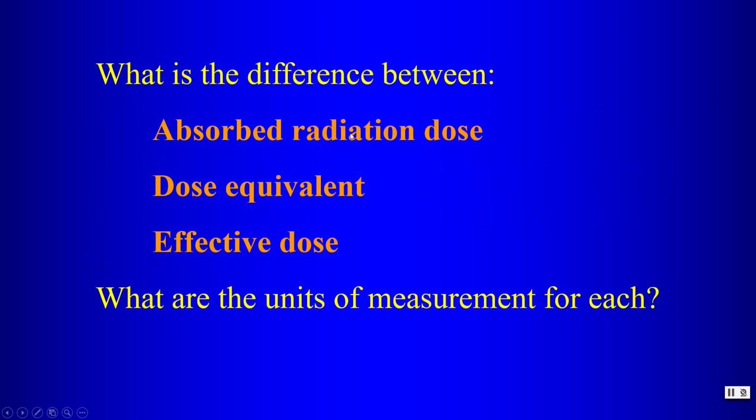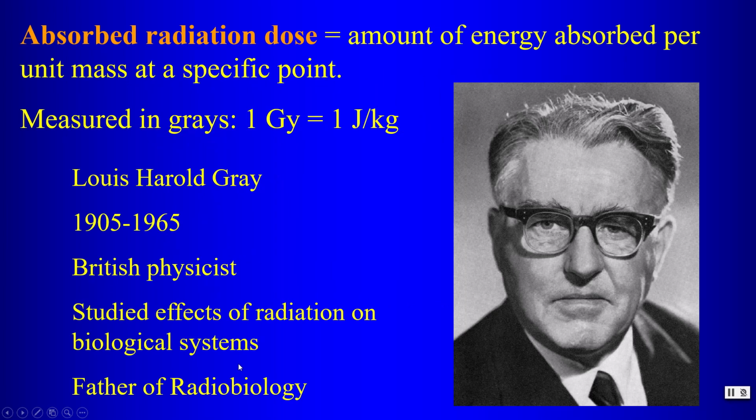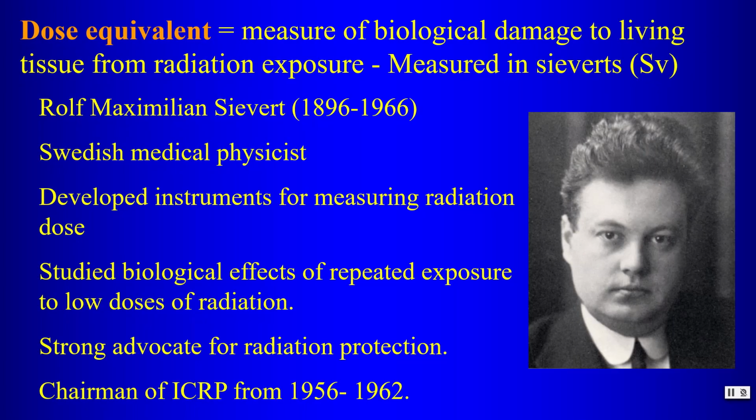So we need to also know the differences between these terms: absorbed radiation dose, dose equivalent, effective dose. What are the units and how are they different? The term absorbed radiation dose is the amount of energy absorbed per unit mass at a specific point. The unit here is grays, and 1 gray is equivalent to 1 joule per kilogram of a particular mass. This is named after Lewis Harold Gray, who was a British physicist who studied the effects of radiation on biological systems. He's thought of as the father of radiobiology.